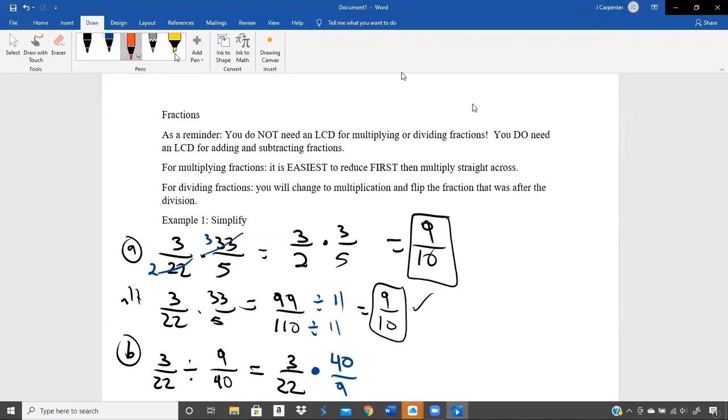And then we can just reduce our fractions from here. So we have a 3 on top and a 9 on the bottom, so they'll reduce. 3 goes into 3 once and into 9 3 times. We have a 22 and a 40. 2 goes into both of those. 2 will go into 22 11 times and into 40 20 times. And then we just multiply straight across. Nothing else reduces. 1 times 20 is 20. 11 times 3 is 33. And there we go.